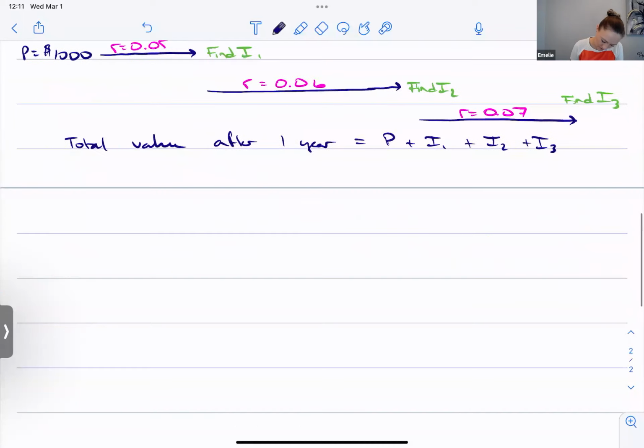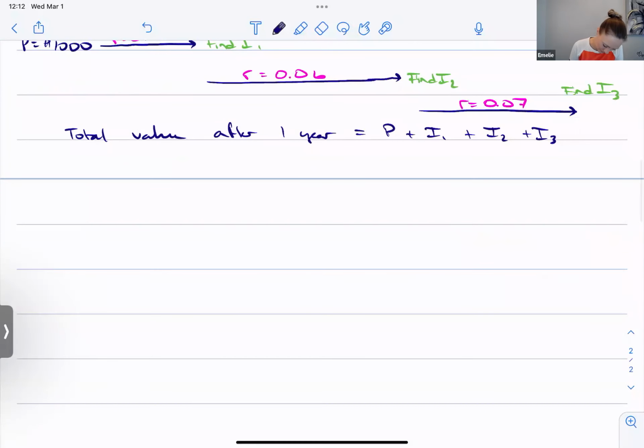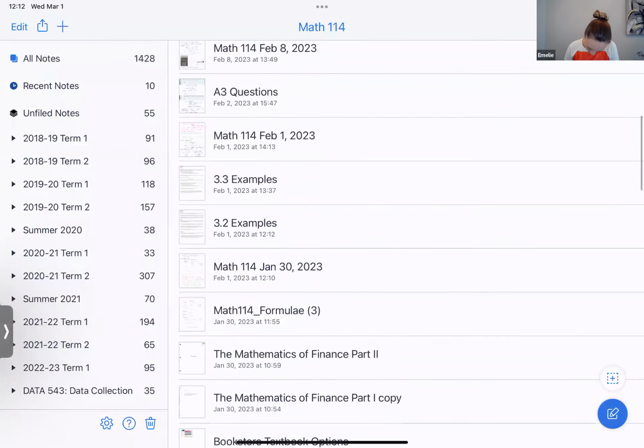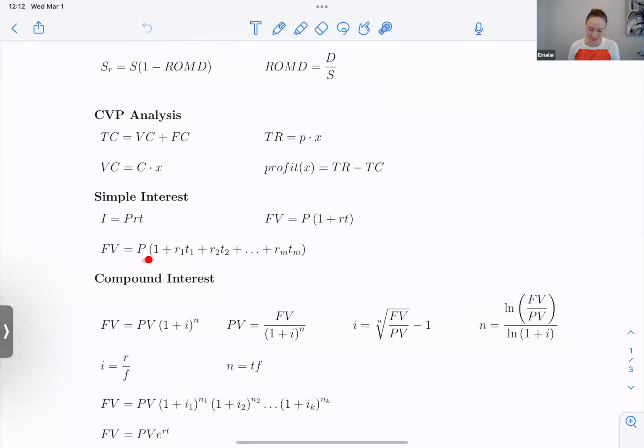Or, wait, why did it zoom in? Or we can use the formula. Finally, where's my formula sheet? It took us a while to get here. We spent a lot of time working with this formula here. The future value is P times 1 plus R times T. And now if you really dissect it, you'll see it's basically the same formula, except I can have different interest rates.